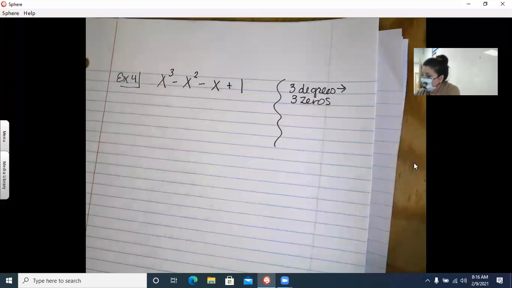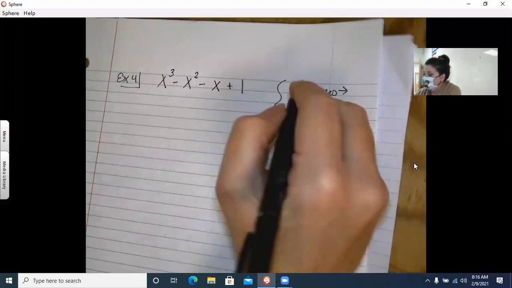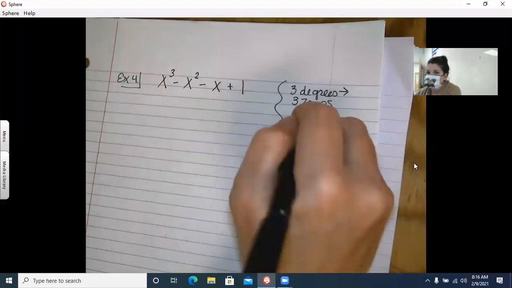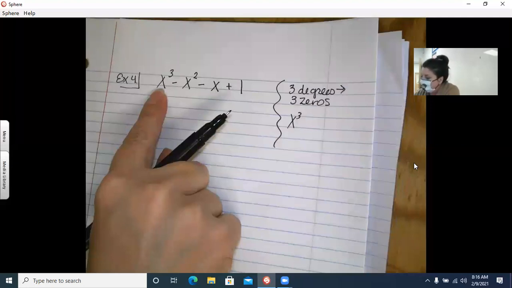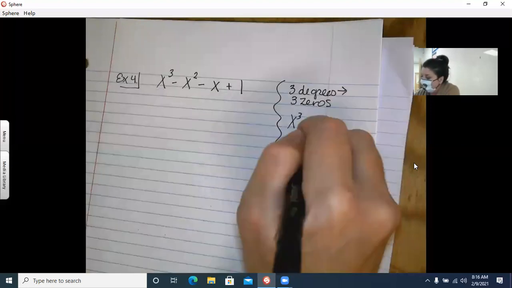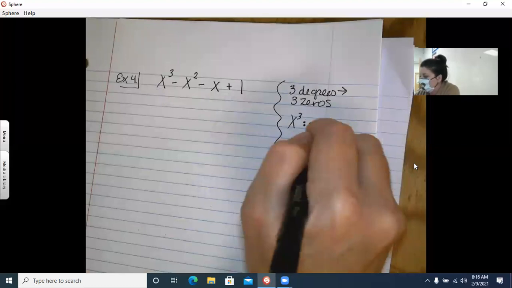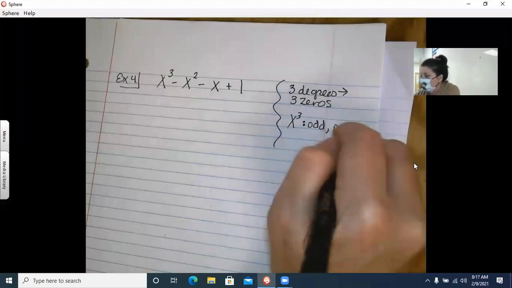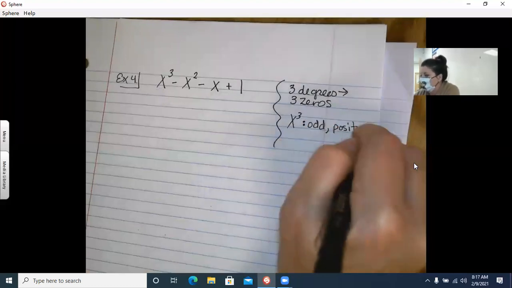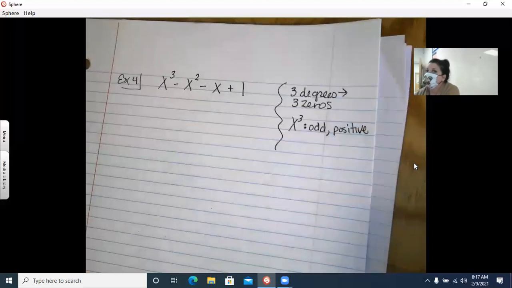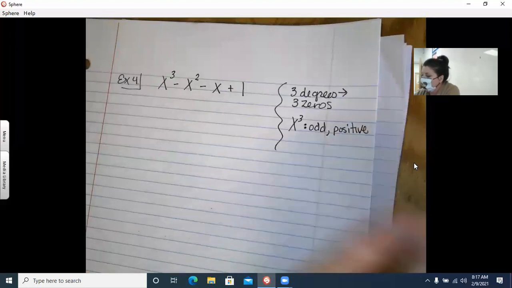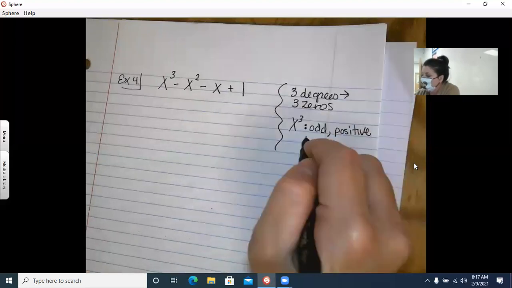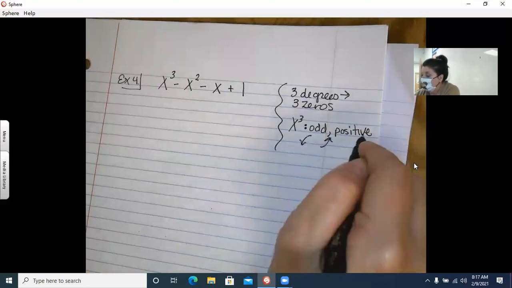Look at your leading term, it's in standard form, leading term to determine end behavior. The exponent is an odd number, and the coefficient is a positive number. I don't care if the coefficient is odd or even, I care if it's positive or negative. So odd, we know is opposite directions, either down, up, or up, down. If it's positive and odd, what do we have? Down, up. It's going to end on a positive note, so the right side's going to point up.